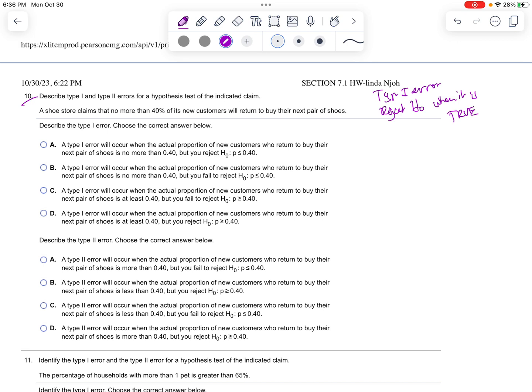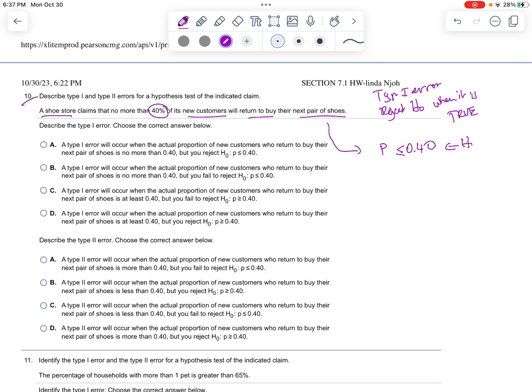That's type 1 error. I reject the null when it's true. So it says a shoe store claims no more than 40% of its new customers will return to buy their next pair of shoes. Or what it's saying is that the proportion of new customers that will return to buy the next pair of shoes is no more than 40%. What does no more mean? Think about it for a minute. No more means what? Less or equal to 40%, 0.40.